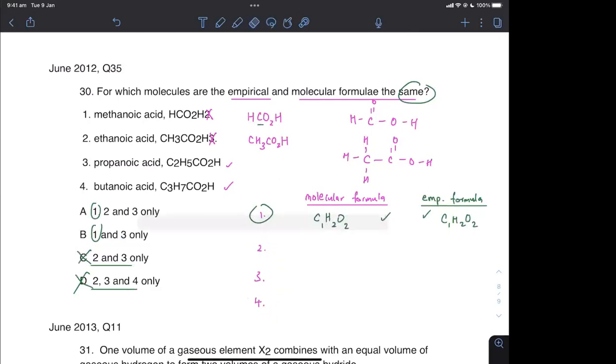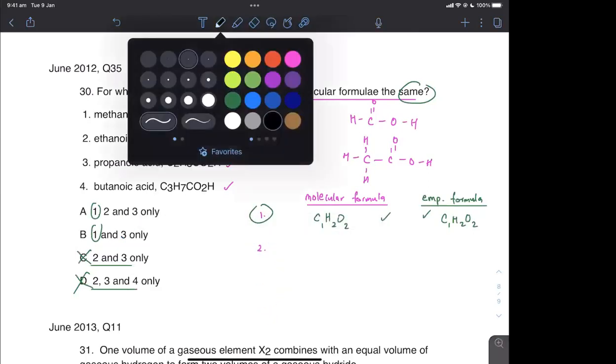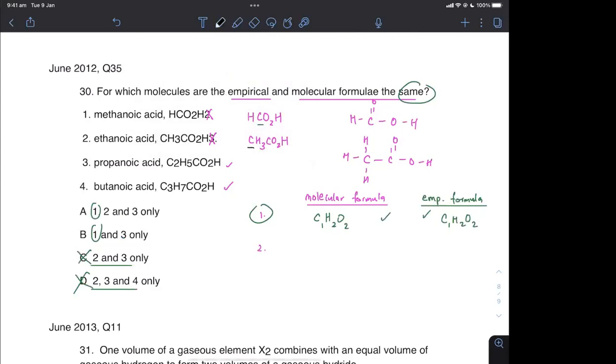All right. Now I'm going to show you for number 2 then. Number 2 is ethanoic acid. There are 2 carbon, C2, H, and then 3 plus 1 is 4 hydrogens, and then O2. That is the molecular formula. I can simplify by dividing by 2. 2 divided by 2, I get 1. 4 divided by 2, I get 2. And then 2 oxygen divided by 2, I get 1 oxygen.